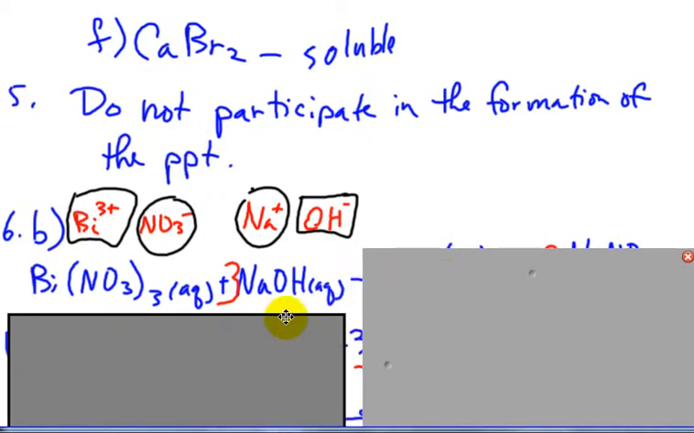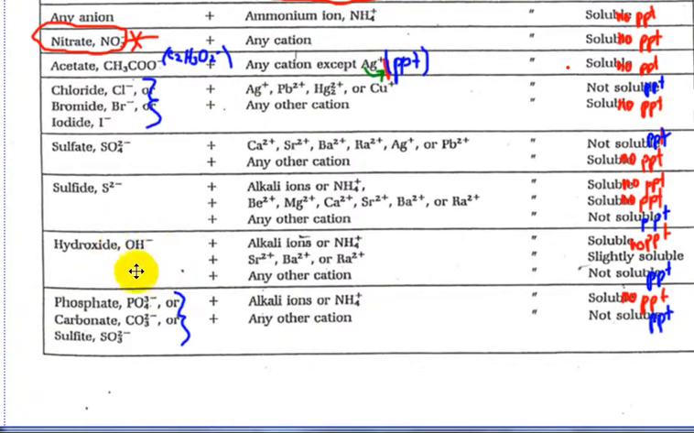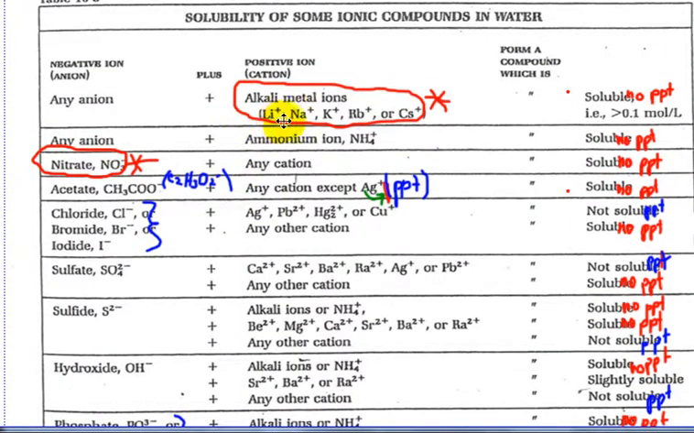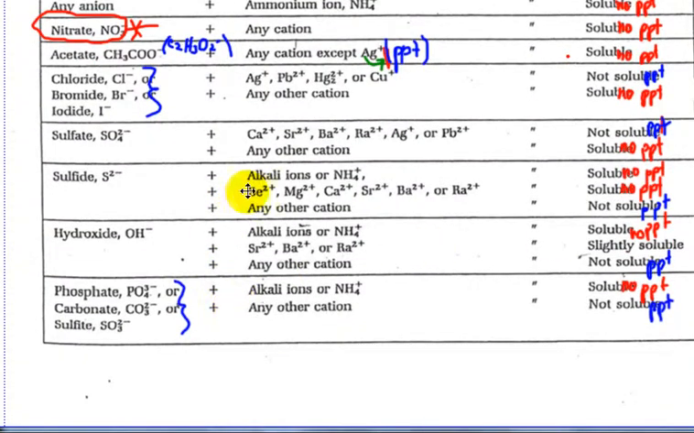If we take a look at what the options are, bismuth hydroxide. If I look back, bismuth hydroxide, or hydroxide with bismuth. There are 3 options here. Alkali ions, bismuth is not an alkali. It's not a group 1. Alkali metals, recall, are these ones here. So it's not that. It's not in this list. Therefore it must be any other cation, which of course is not soluble. So that in fact is the PPT.